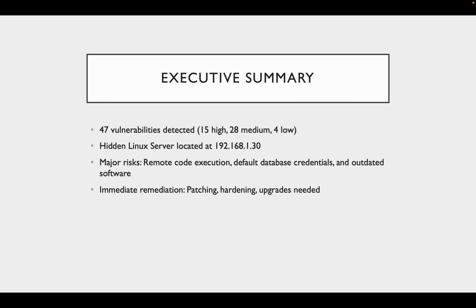So, starting off with the executive summary, in total we detected 47 vulnerabilities across the hidden Linux server. 15 of those were high severity, 28 of those were medium severity, and 4 of those were low severity. These vulnerabilities included serious risks like remote code execution vulnerabilities, use of default database credentials, and outdated software that is no longer supported. Immediate remediation is required to address these risks.